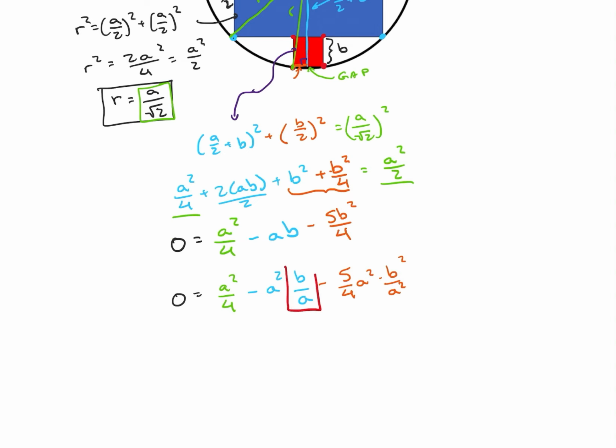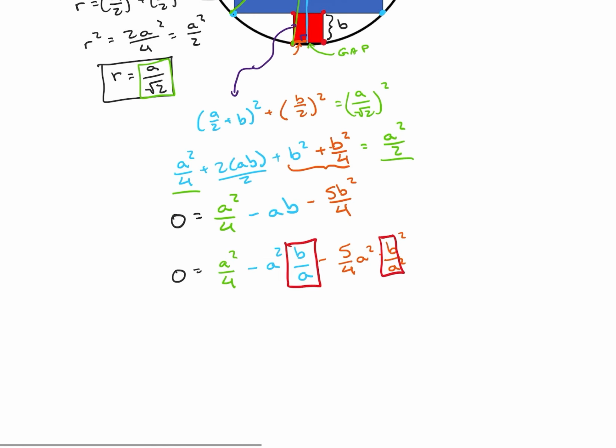And what that's going to do is give me this b over a in my equation where it wasn't there before. I also notice that all of these terms now have this a squared. So I'm going to pull out that a squared over 4, and what that gives me is 1 minus 4 times b over a minus 5 times b over a squared.